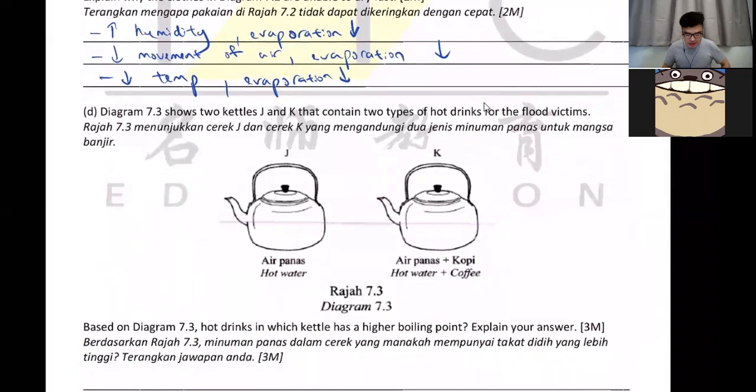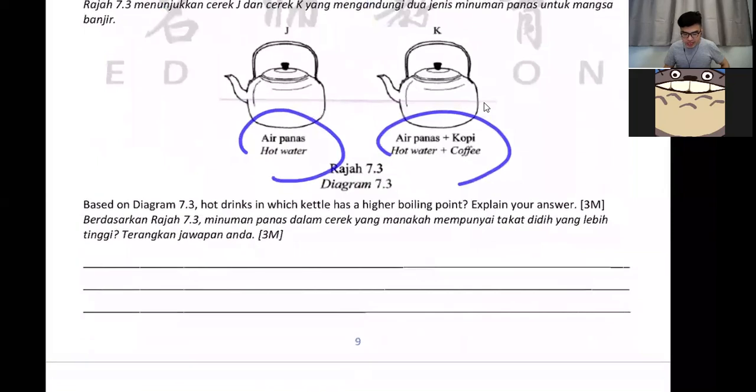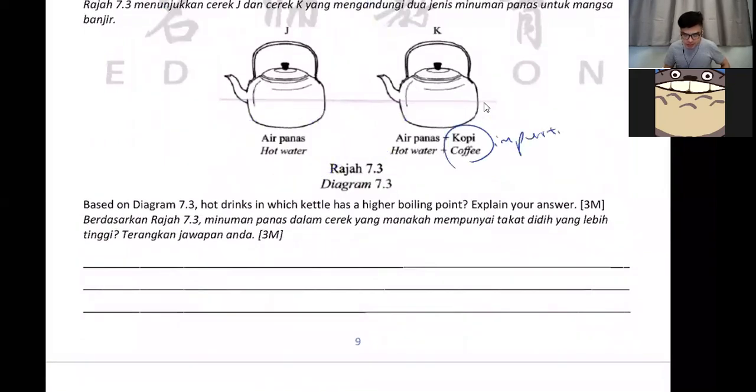Right, so D. Diagram 7.3 shows two kettles G and K that contain two types of hot drinks for the flood victims. So you have hot water and hot water plus coffee. Obviously, the coffee is an impurity. Okay, so based on 7.3, hot drinks in which kettle has a higher boiling point? Explain your answer. Of course, it would be K, because it contains coffee, which is an impurity.